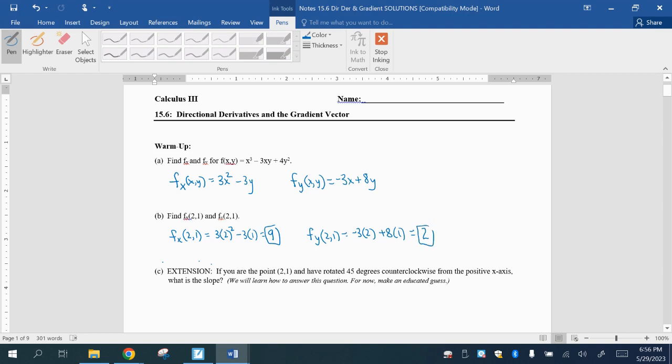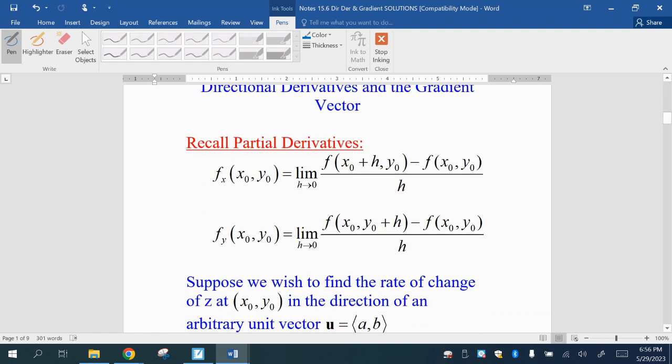We are going to find out the answer to this extension question in these notes. If you are at the point 2, 1 and have rotated 45 degrees counterclockwise from the positive x-axis, what's the slope? Right now, we only know partial derivatives, so partial with respect to x or partial with respect to y. What's the slope when you're looking at the x-axis, when you're looking at the y-axis? But what if you're looking at a different direction? How do you find the derivative? The directional derivative will answer that question.